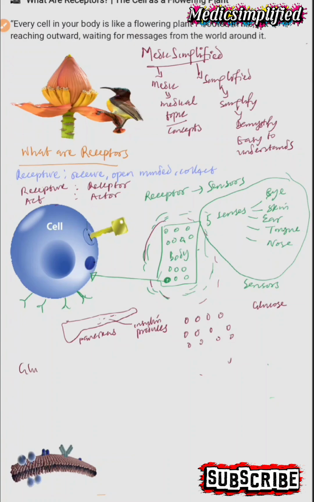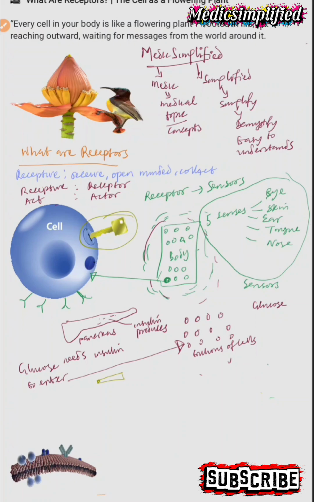Glucose needs insulin to enter all these trillions of cells. Insulin here is like a key that will be slotted inside the door of this cell. It's like a door knob. So once it's slotting, then the door will be open. This door here will be open. Then glucose will enter.